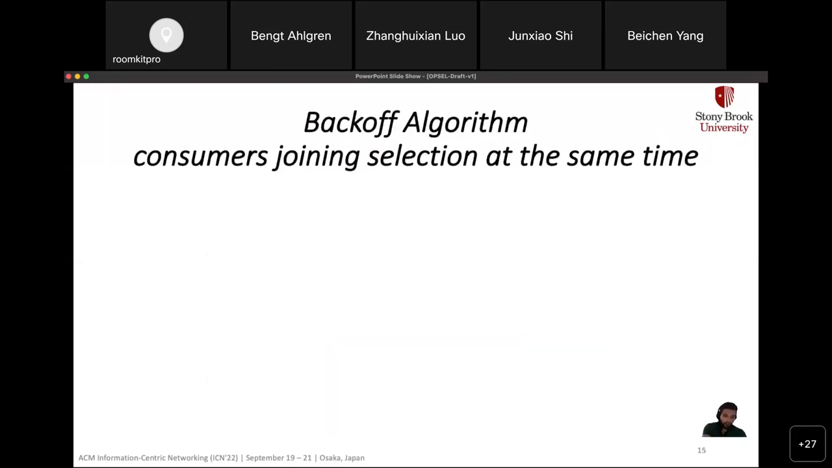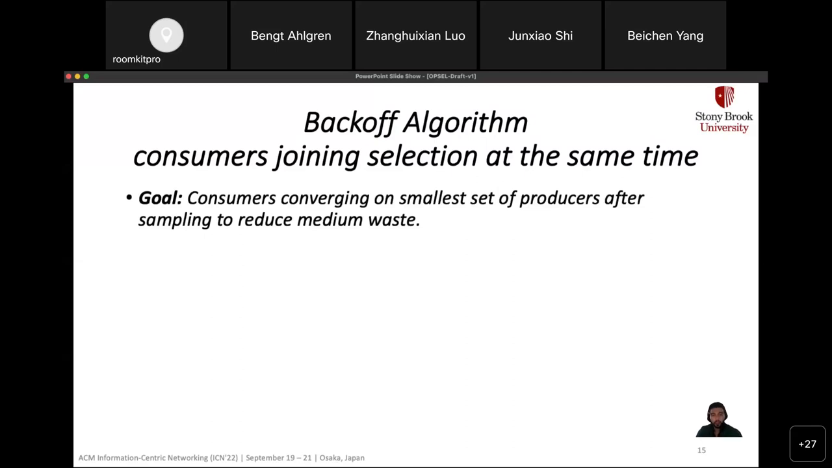Now, the backoff algorithm is the case where multiple consumers did sampling and then they all have to converge on one, or ideally as few as possible, producers. So let's say you have 3 consumers interested in the same data and there are 5 producers that can potentially provide the data. There could be multiple qualifying producers for each consumer, but the likelihood of the optimal producer for all the consumers being the same is very low. However, the optimal producer being a good producer, as in a qualifying producer for all consumers, is very possible. So the goal is consumers converging on the smallest set of producers after sampling to reduce medium waste. We don't want unnecessary redundant transmission.